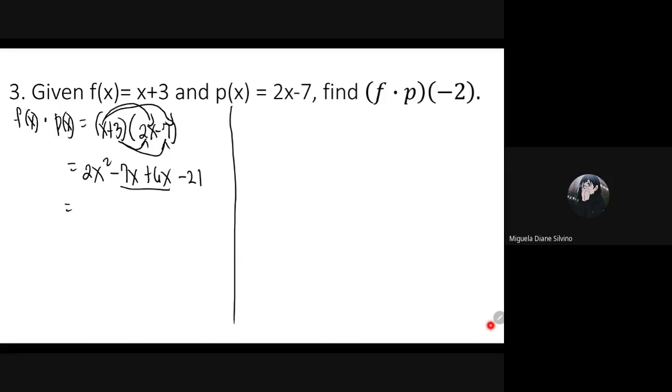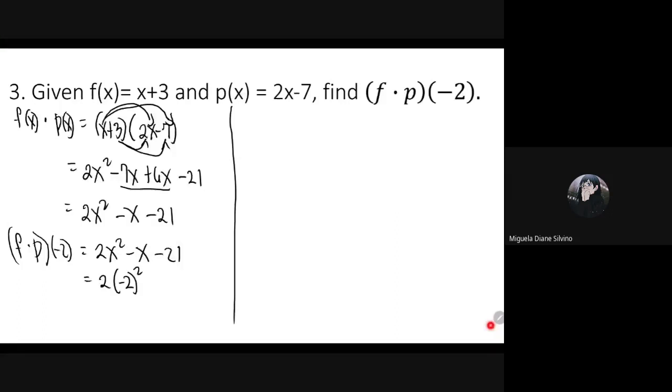Mapapansin mo, yung gitna ay similar terms. So 2x squared, when you combine the middle, that will give you negative x minus 21. So f times p of negative 2, this will be 2x squared. Palitan mo lang yung x mo ng negative 2. Careful ka doon sa gitna kasi negative yung x, negative pa yung negative x, minus 21. So this will be 2 times negative 2 squared, which is 4. This is plus 2 minus 21. So 8 plus 2 minus 21. The answer is negative 11.